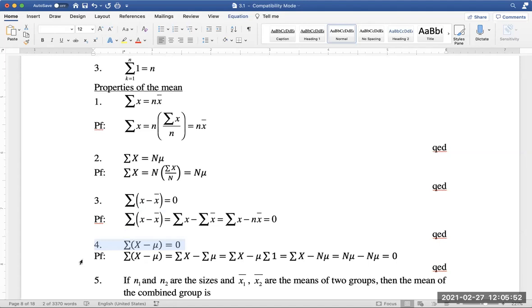Next, this also works for a population. So if you're trying to look at the dispersion from the population mean, you again should not be looking at the deviation from the population mean because the sum of the deviations from the population mean is always equal to zero. So that's not a good measure of dispersion.